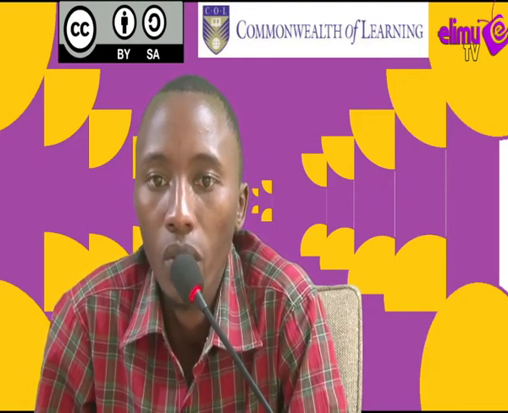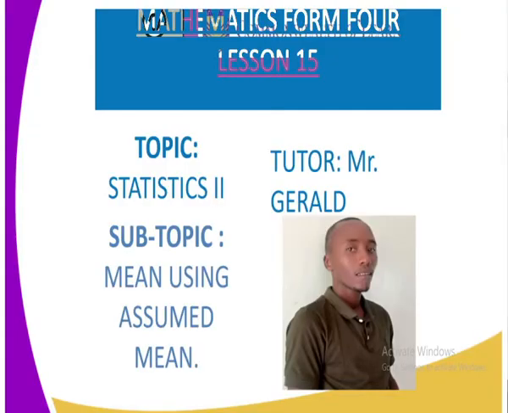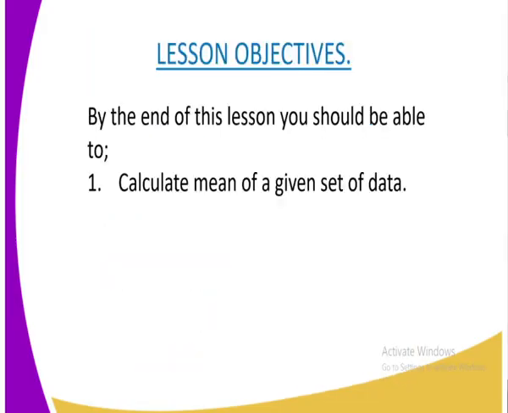Today we are going to have our Mathematics Form 4 Lesson 15, and we are going to unload the topic on Statistics 2. Remember, in Form 2 we dealt with Statistics 1, so now we are going to deal with Statistics 2. If you did not get our lessons, go and look, see them on the YouTube channel. We are going also to handle the subtopic on mean using assumed mean, and your tutor will be me, Mr. Gerard. Welcome.